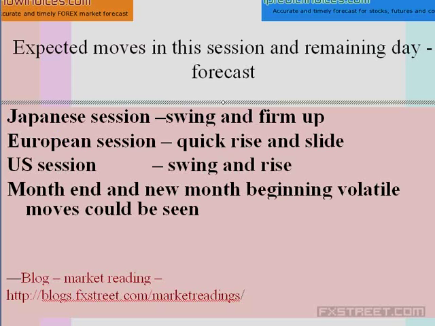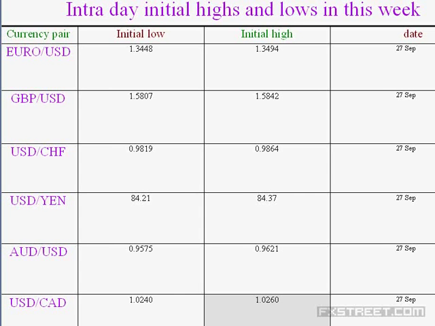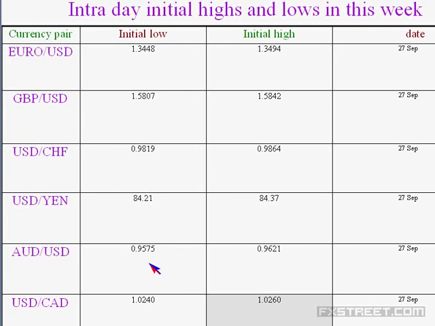Now, with regard to the initial lows and highs, Euro formed the low of 1.3448 and 1.3494 is the high, and both are intact. In the case of GBP, 1.5807 and 1.5842, both are intact. CHF also, the high and the low are not breached. Yen also, the high and the low are not breached. In Australian dollar, a similar condition, the high and the low are not breached. And Canadian dollar also, the same, the high and the low are not breached.